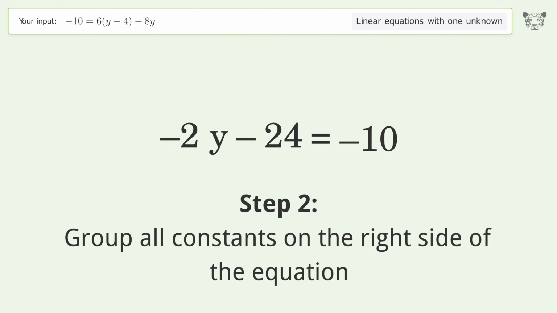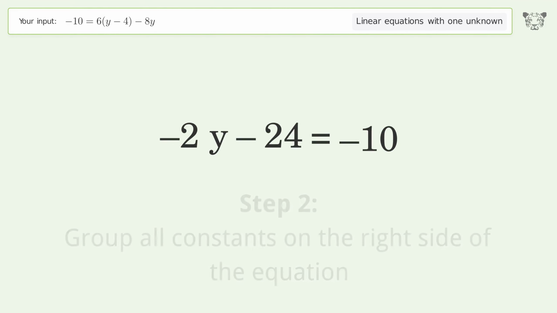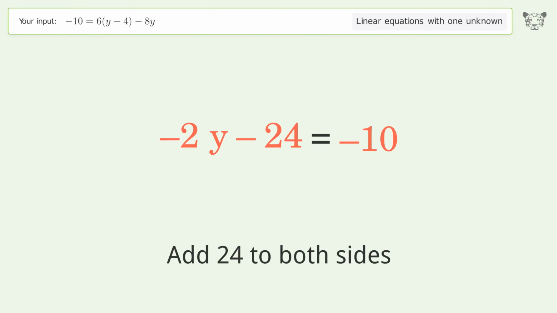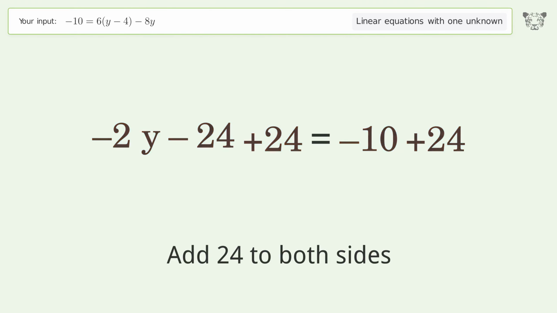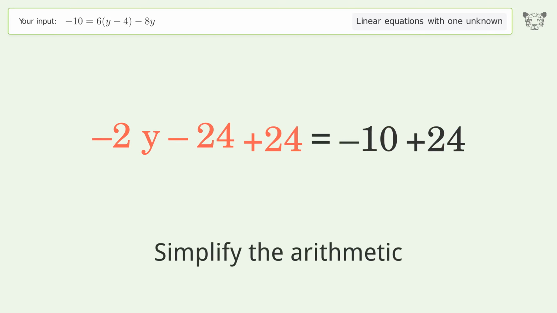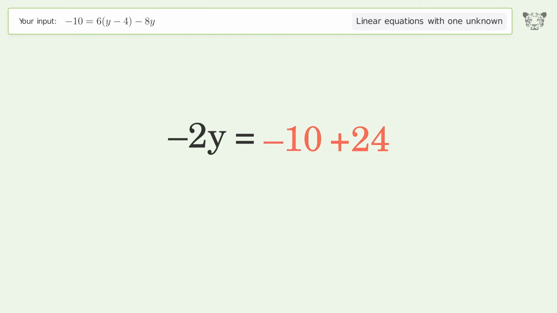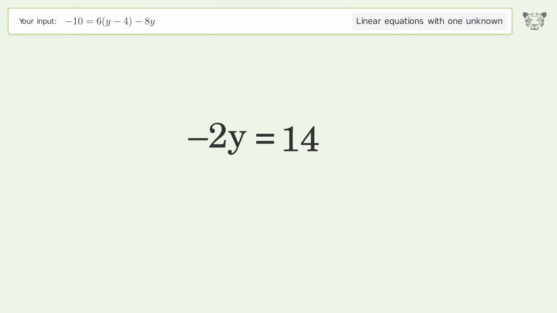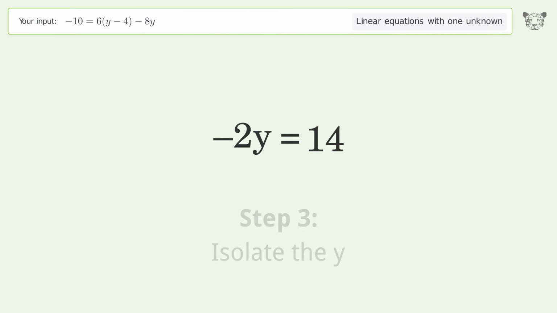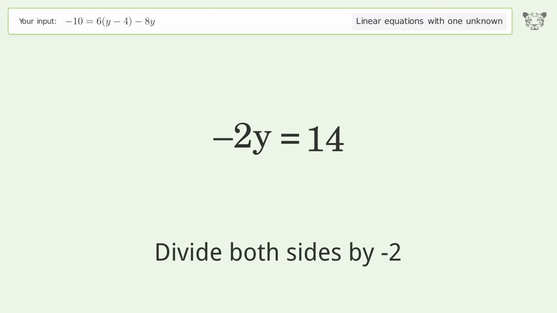Group all constants on the right side of the equation. Add 24 to both sides. Simplify the arithmetic. Isolate the y. Divide both sides by -2.